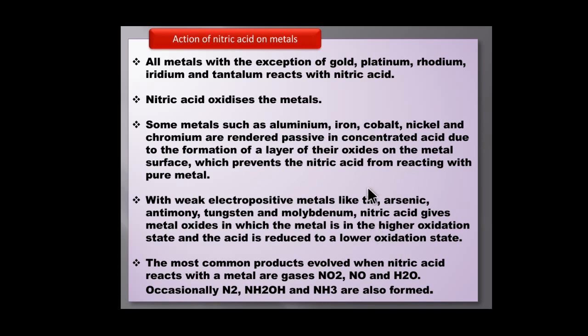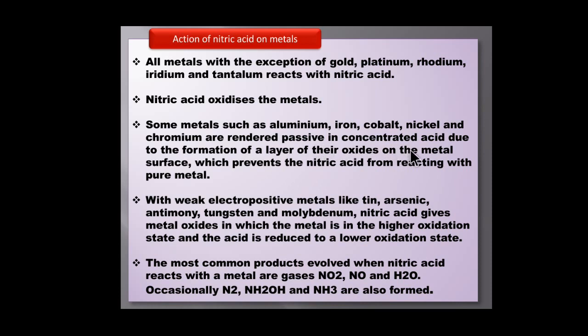Action of nitric acid and metals. Is it clear? Next we are going to discuss the action of nitric acid and metals. All metals, with the exception of gold, platinum, rhodium, iridium and others, react with nitric acid. Nitric acid oxidizes the metals. Some metals such as aluminum, iron, cobalt, nickel and chromium are rendered passive in concentrated acid.